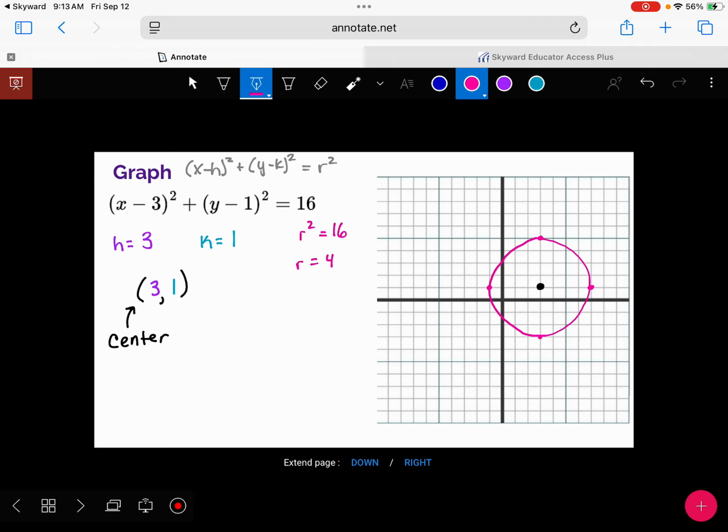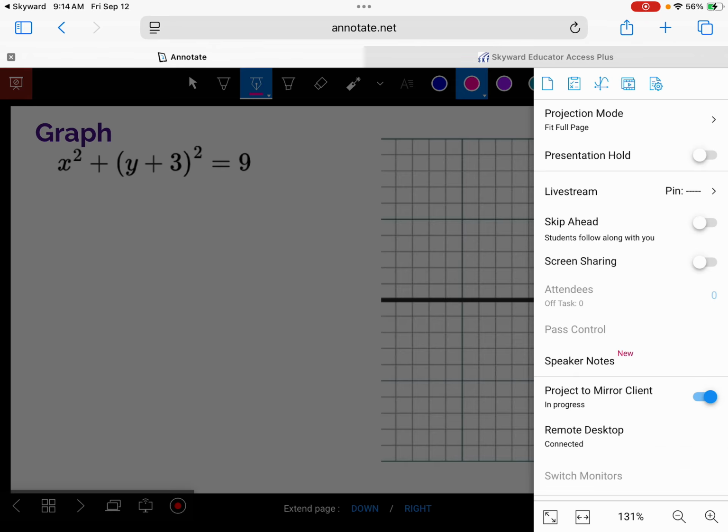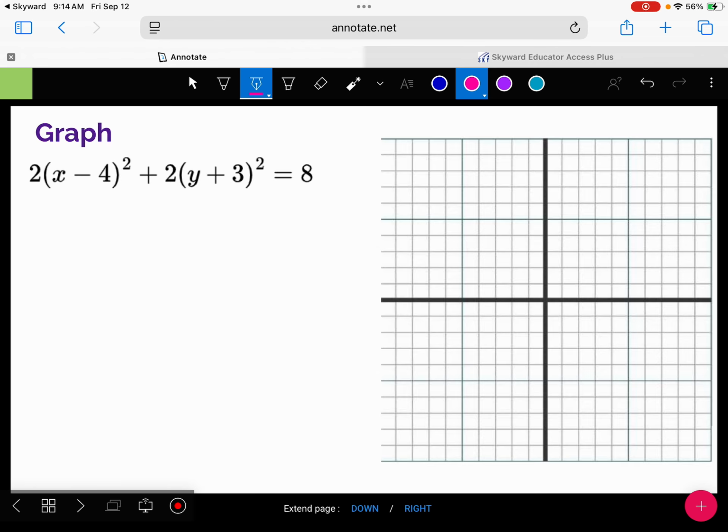All right. So on some of these, all we got to do is just graph them. We're finding our H, finding our K, finding our R, and graph them. We're going to do it again. We're going to remember this. We're going to try and practice this. There we go. All right, so we've got x squared plus the quantity y plus 3 squared equals 9. So we want to find our center. We want to find our radius.